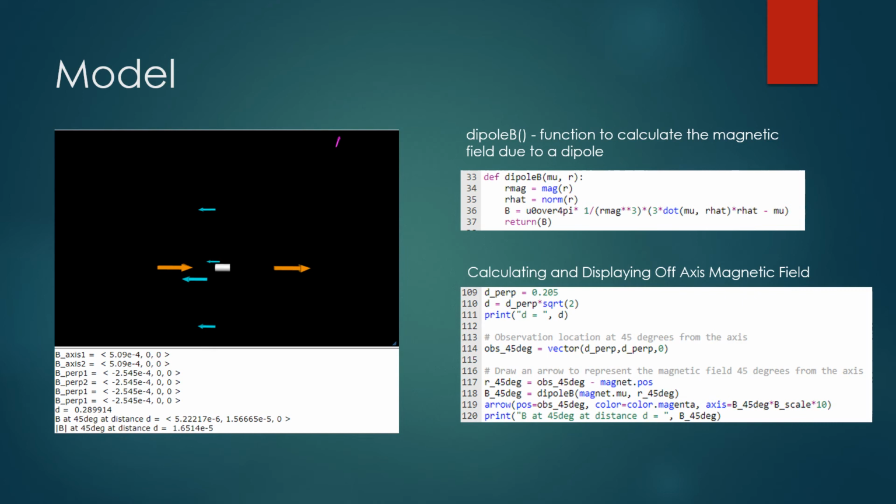And in the diagram itself, we can see the orange arrows represent the on-axis magnetic field. The cyan arrows represent the magnetic field in the perpendicular axis, and the magenta arrow represents the off-axis or 45-degree axis magnetic field. And notice the direction of the arrows, which are different from the on-axis and the perpendicular axis.